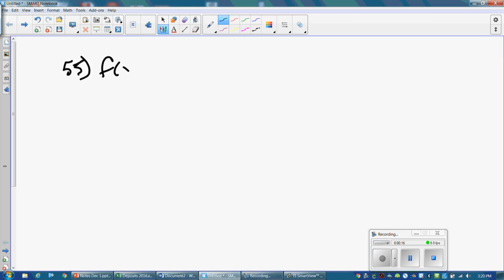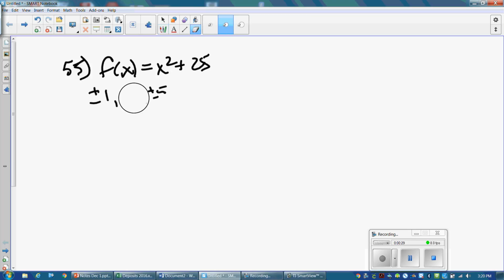It says f of x equals x squared plus 25. So it's a quadratic. My possibilities are 1, 5, and 25. But if you look at it, none of that's going to work, because if you're squaring a number and adding 25, it's not going to give you 0. So none of my possibilities for rational zeros are going to work.